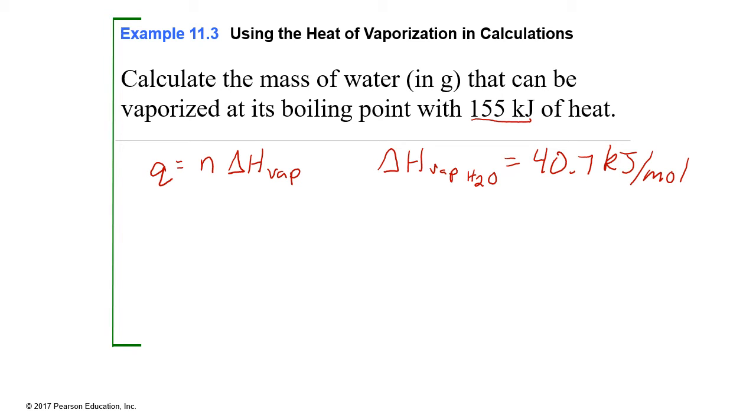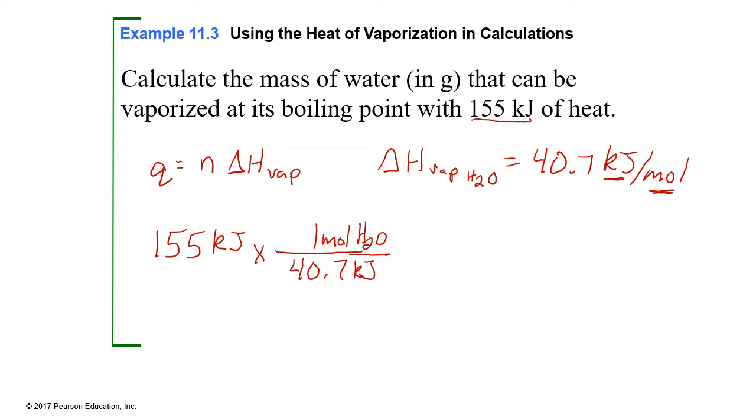40.7 kilojoules per mole. So let's start with the heat that we are provided. 155 kilojoules of heat. Now we want to convert that into moles. We can use our equation, or we can use dimensional analysis. We're given kilojoules for 1 mole, so the kilojoules will go on the bottom. 1 mole of water goes on top.